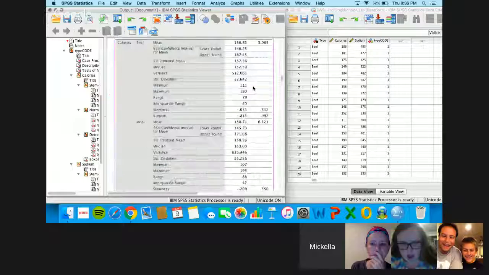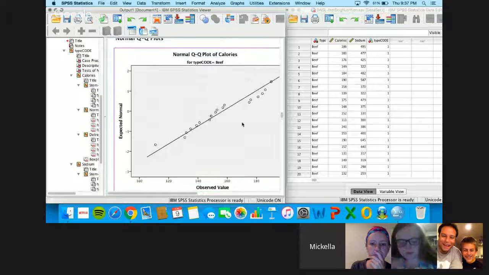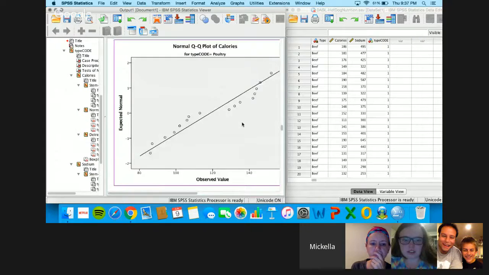So can we assume that the groups are normally distributed or no? No. Look at these graphs. Yikes. So I'm going to put that the assumptions have not been met. While it is safe to assume each group comes from a normally distributed population, we cannot assume that the variances are equal. Yep, that's what I was looking at.